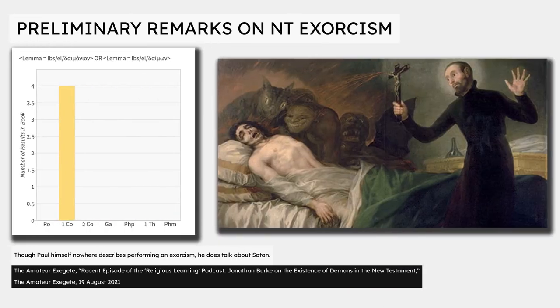Firstly, the graph on screen now shows that a search for either daemonion or daemon, the two typical Greek words for a demon in the New Testament, demonstrates Paul only uses the word daemonion, and even then only four times in 1 Corinthians 10:20-21. I'll leave discussion of what he meant by that for the next video, but for now, it's important to note how rarely he even referred to demons.